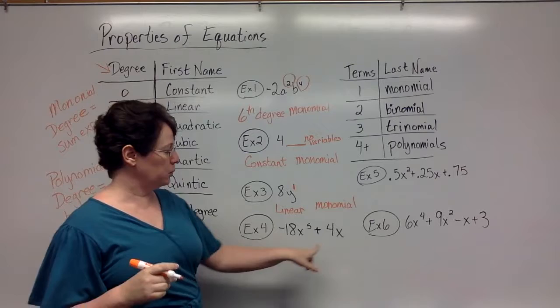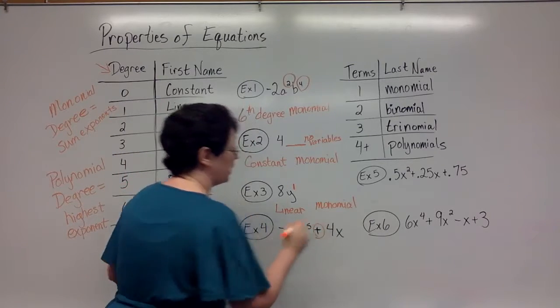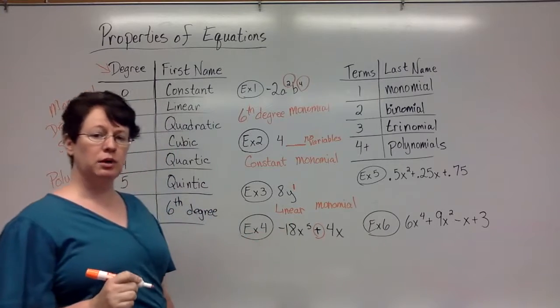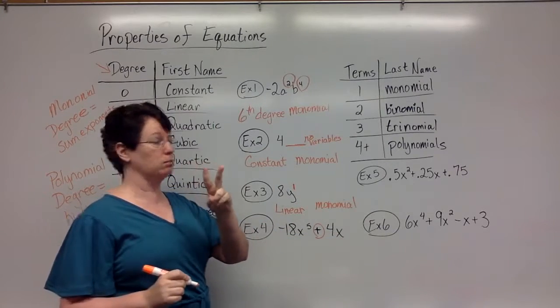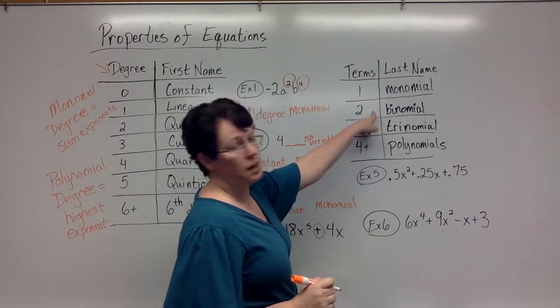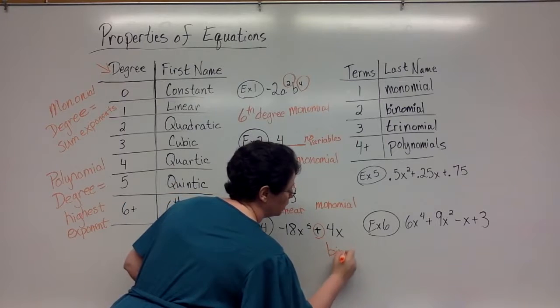Example 4. Ooh, looky there. Addition sign right in between. So how many terms do I have? I have one on the left side of it, one on the right side, so I've got 2 terms. 2 terms means binomial. So I know the last name is binomial.